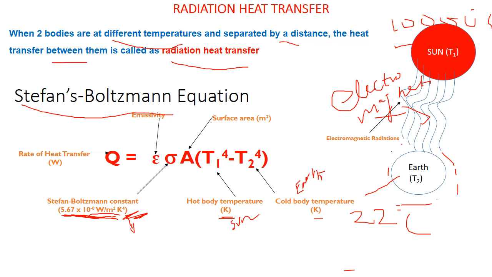So basically radiation transfer occurs when there is a temperature difference between two different bodies and there is a distance, and the radiation happens because of electromagnetic waves. This is the radiation heat transfer topic.